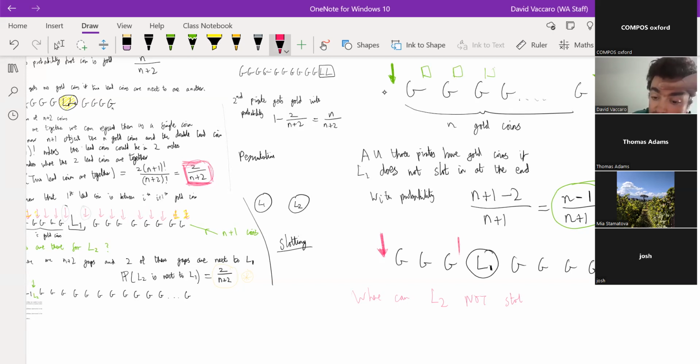It can't go here to the left of L1, because then pirate 2 would get no gold. It can't go here to the right of L1, because then pirate 2 would also not get any gold. And it can't go at the end, because then pirate 3 would not get any gold. Okay, but regardless of where L1 went, there's 4 forbidden places where it can slot.